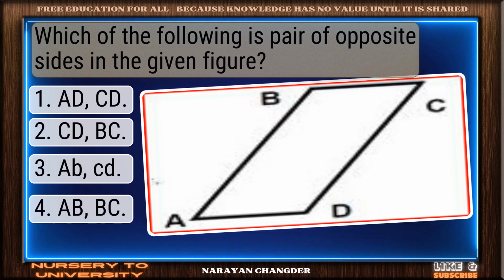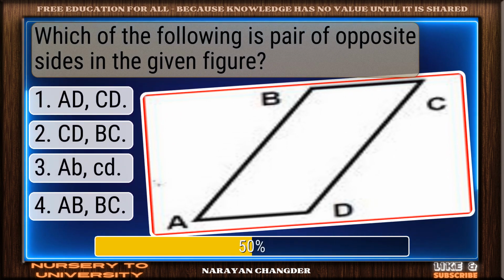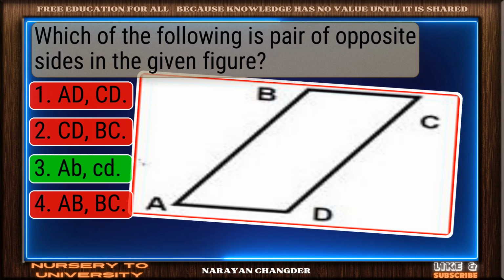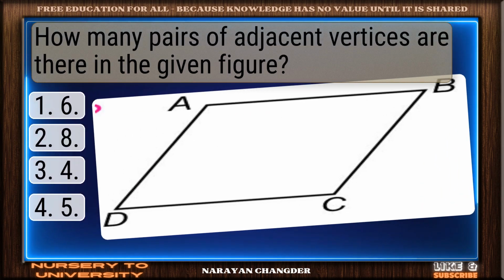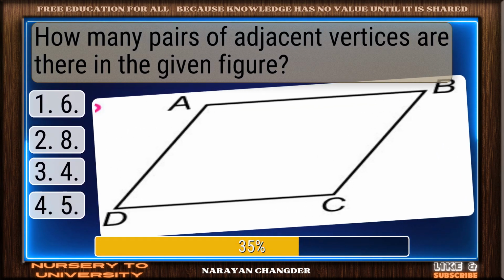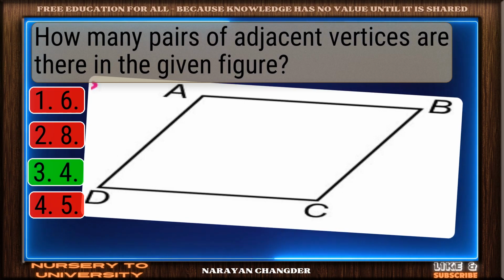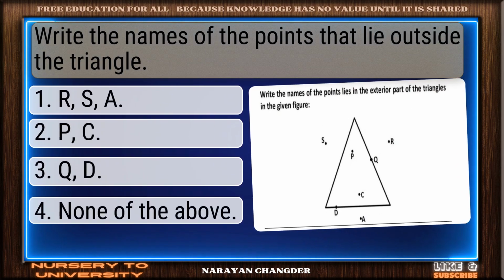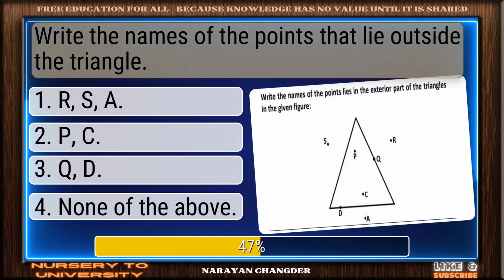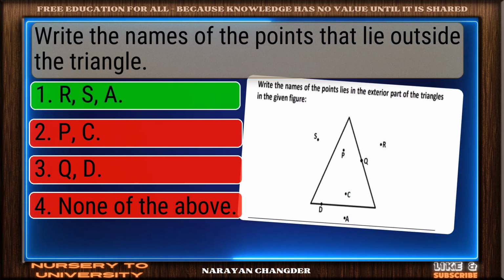Which of the following is pair of opposite sides in the given figure? Clear logic. Your choice AB, CD is sound and 100% true. How many pairs of adjacent vertices are there in the given figure? Well reasoned. 4 is the correct choice. Write the names of the points that lie outside the triangle. You chose RS, and it is correct.